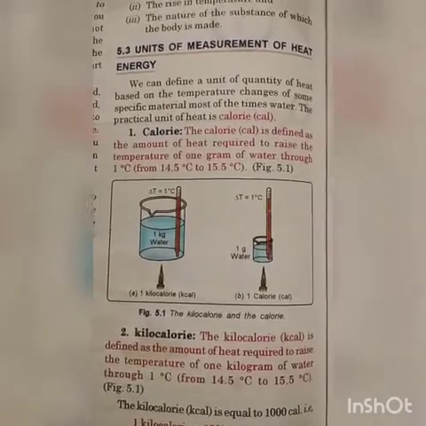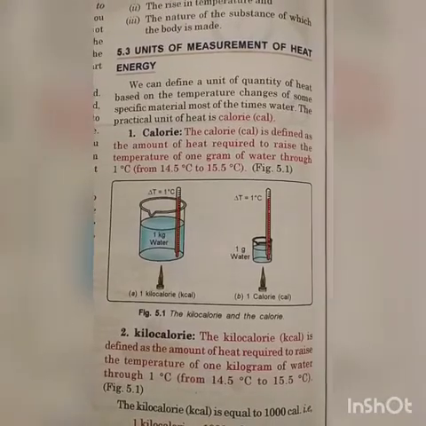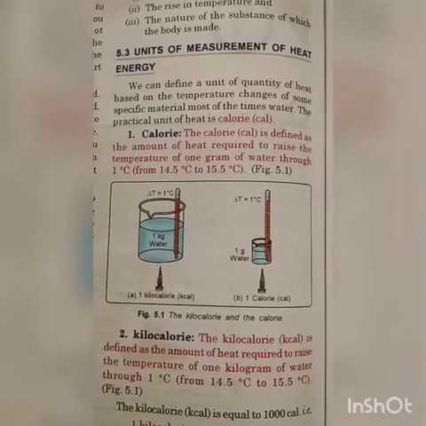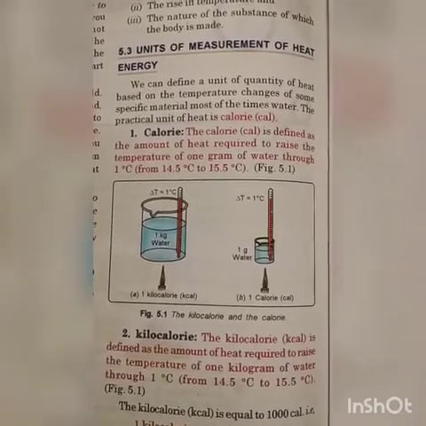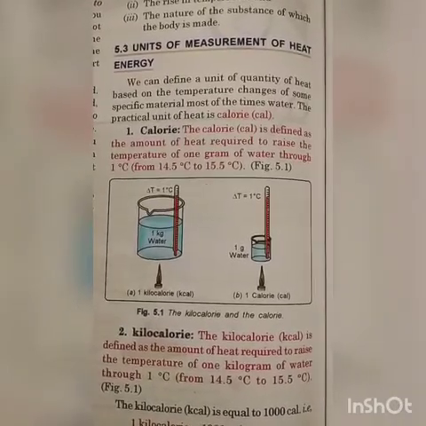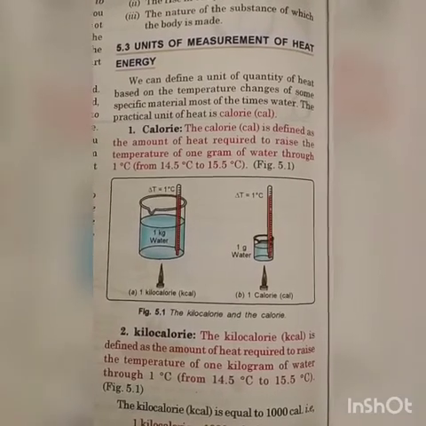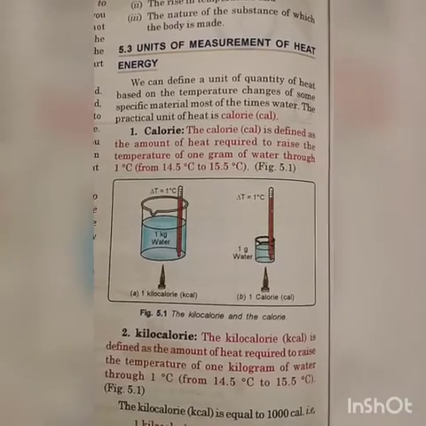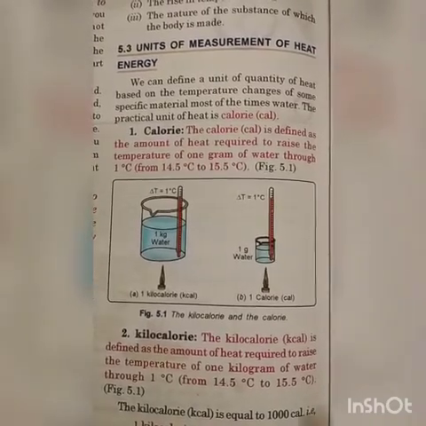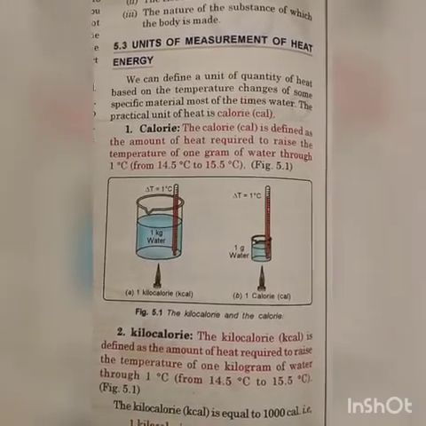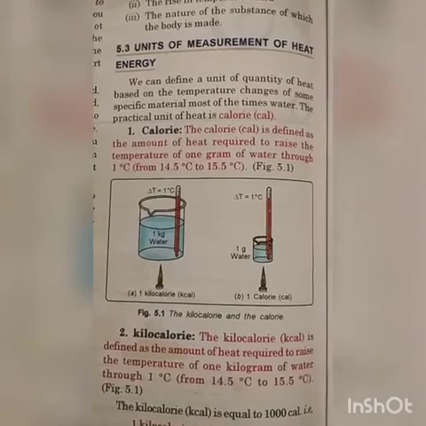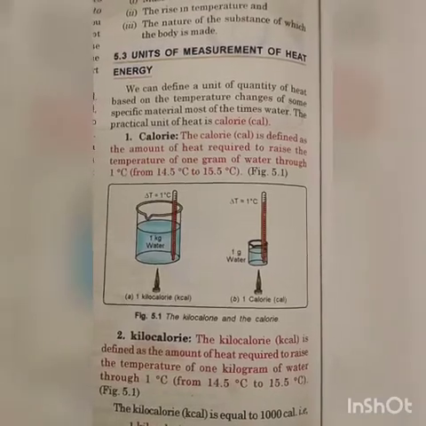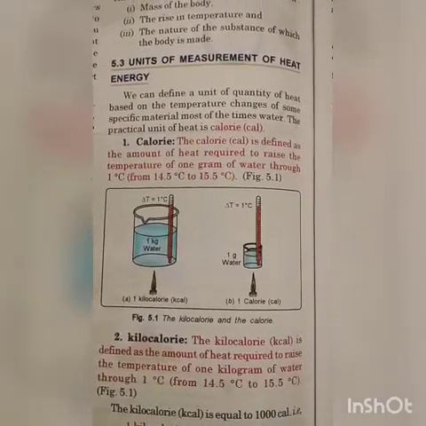Suppose the temperature of 1 gram of water is 15 degrees Celsius, and we start supplying heat, and it goes from 15 to 16 degrees. So now the temperature has changed from 15 to 16. So the heat it has absorbed is 1 calorie.